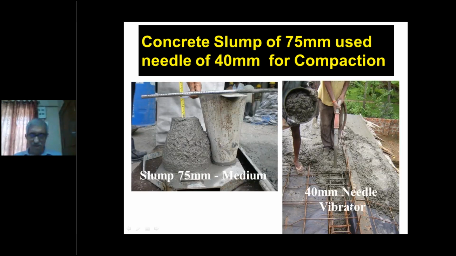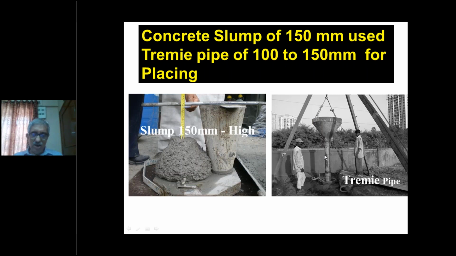For narrow sections, you need smaller needles and higher slump. For tremie concrete, you need almost 150 mm slump, very high flowing concrete is required. And today for foundations and large rafts, we use self-compacting concrete, which is almost flowing concrete and not specified by slump. It is specified by concrete flow.